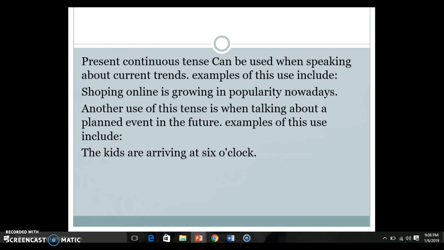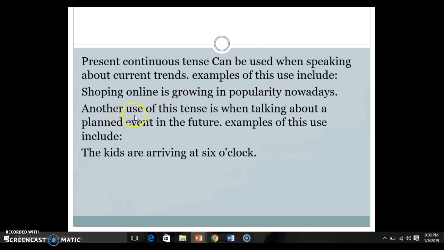Okay. Present continuous tense can be used when speaking about current trends. For example, shopping online is growing in popularity nowadays. Shopping online is subject, is to be, and growing is the verb 1ing. And nowadays is signal word from the present continuous tense.